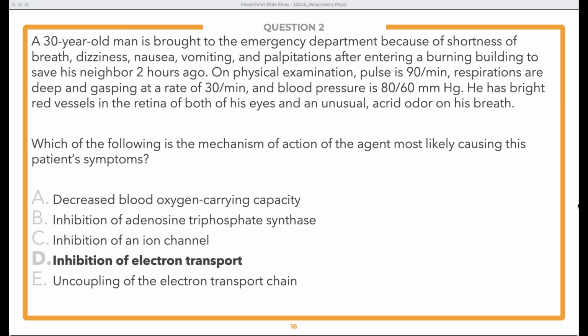The red vessels you can also see in both carbon monoxide poisoning and in cyanide toxicity, but the hypotension fits a little bit more with cyanide toxicity, and the overall picture, you really had to know this acrid odor in the breath. And that's just something I wanted to drive home today, make sure we got that concept locked down.